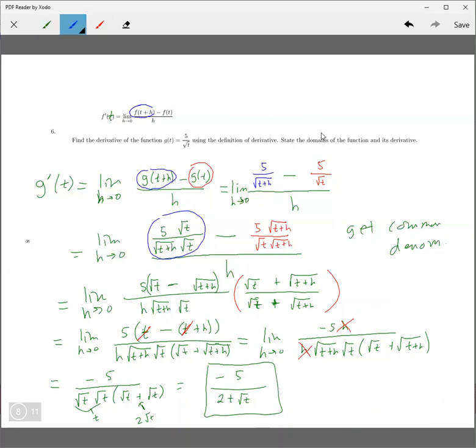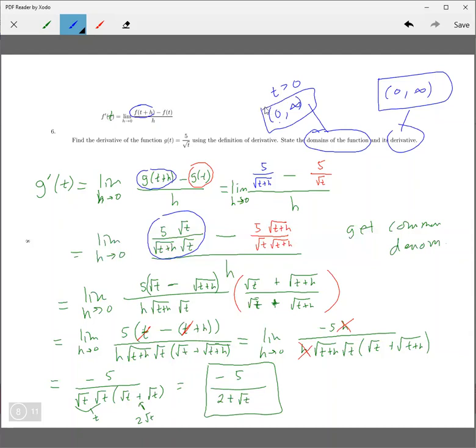And the last part is the domain of the function. Well, you need t greater than 0 in order for that to work. So from 0 to infinity is going to be the answer there. And then also for the derivative, you can't have t being 0, you can't have it negative either. Okay, so those are the domains there.